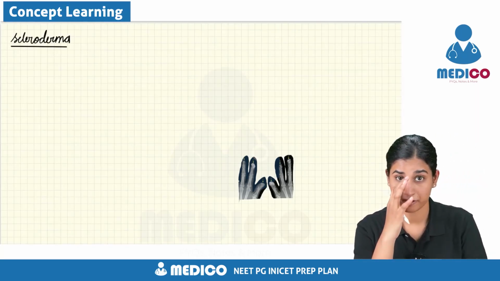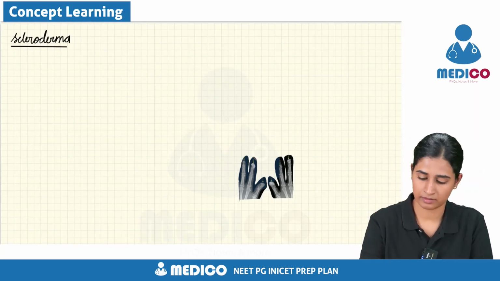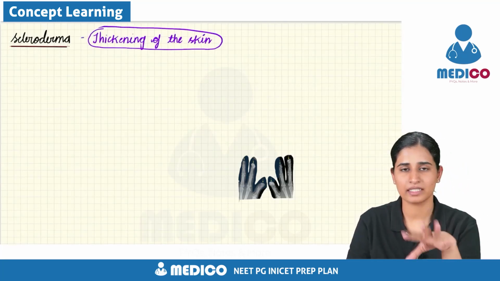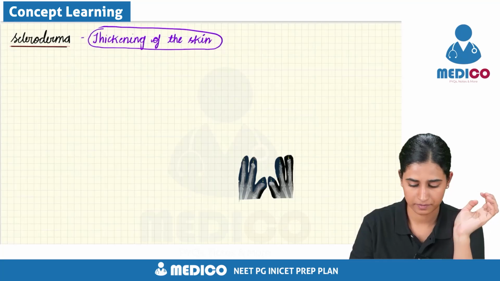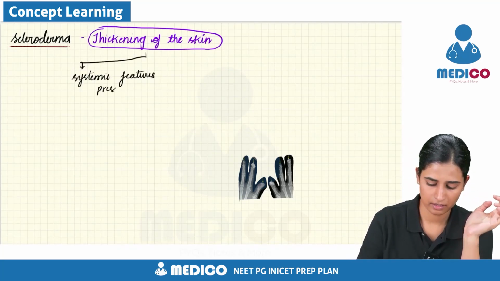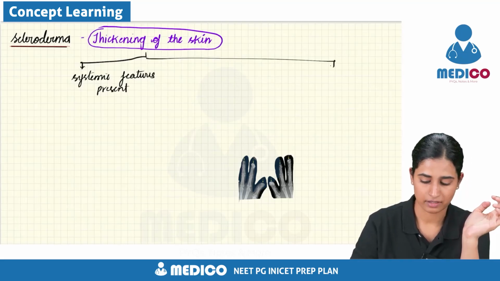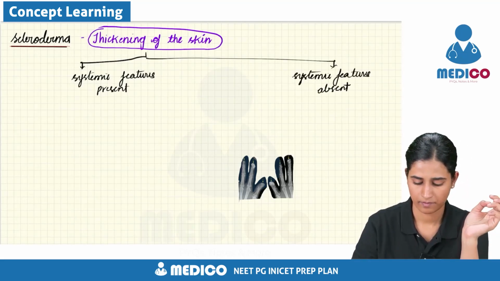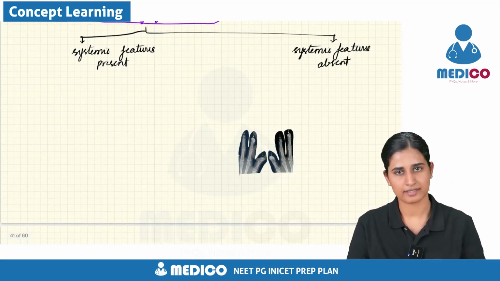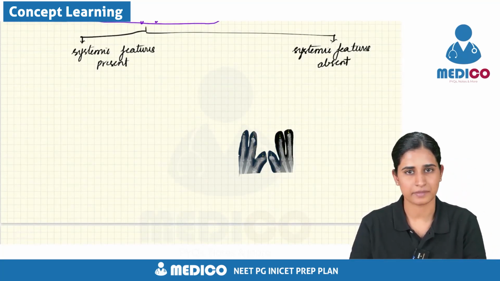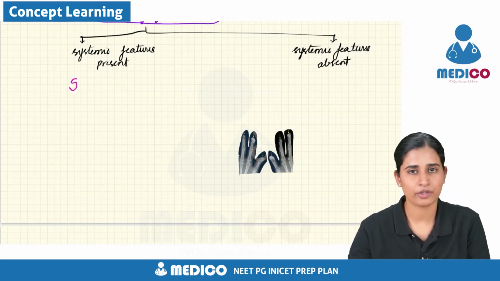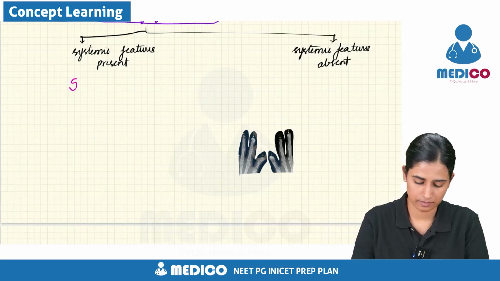So I told you the definition of scleroderma is thickening of the skin, along with thickening of skin, whether there are systemic features or not. Systemic features present or absent. If systemic features are present, then you call it systemic sclerosis. If it's absent, you call it localized sclerosis.